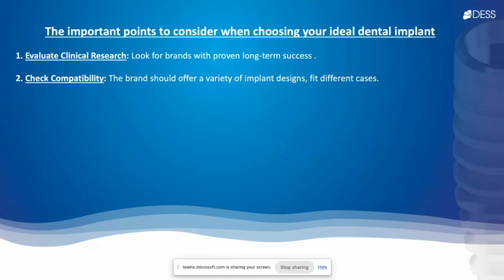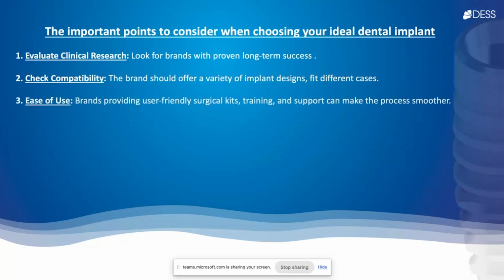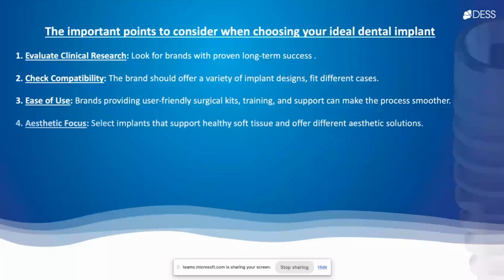For example, this company is a pioneer of compatibles. They offer a lot of compatibles for different types of dental implants. Ease of use: we need very easy surgical kits, easy manipulation, implant handling, and aesthetic focus. For sure, we are living in the era of aesthetic focus. Balance cost versus quality: we need something with good cost, but we need quality as well.